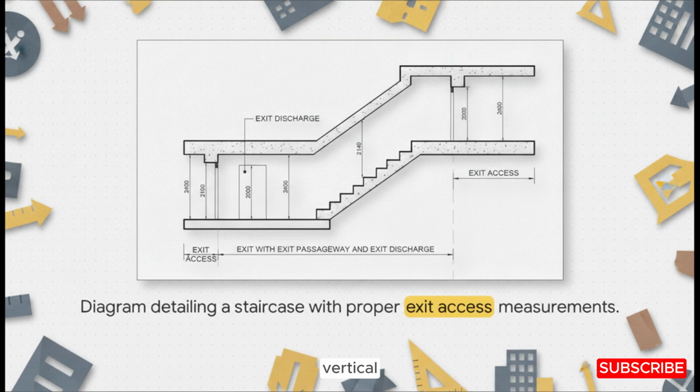It illustrates vertical circulation in action, showing a cross-section of a staircase. Notice how every single step, landing, and clearance height is precisely calculated. This isn't just about casually getting up and down. It is fundamentally about safe and efficient exit discharge. During an emergency, a poorly planned staircase is a massive hazard. The architecture has to ensure proper exit access and passageways, and that requires incredibly rigorous attention to these exact dimensions.